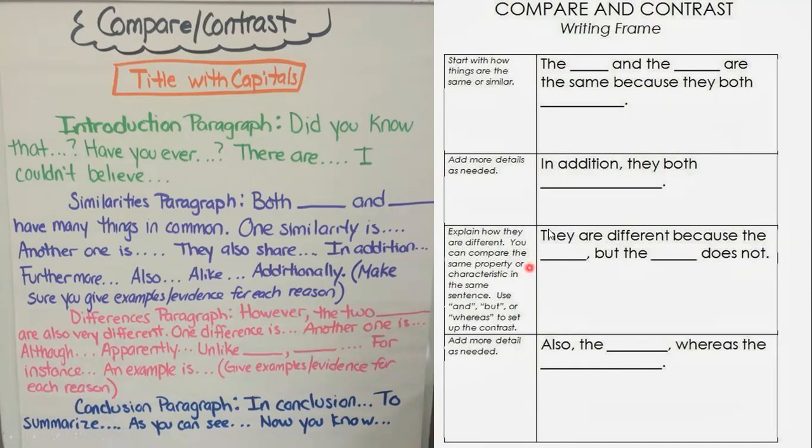Okay? Same thing here. You can start the similarities paragraph by saying this and this are the same because they both are birds, for example. In addition, here I'm adding details. They are different because this, but this does not. Also, blah, blah, blah, whereas, blah, blah, blah. Okay, so all these are transitional signals, and you can just use them in the appropriate position in the sentence and form correct sentences with your details.